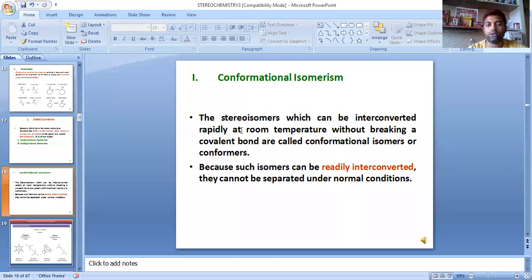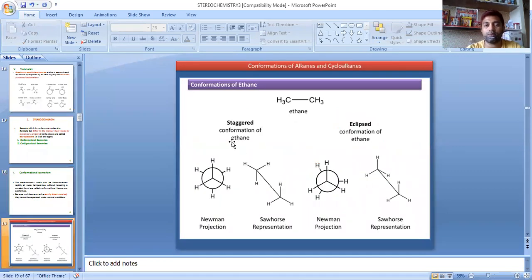Conformational isomers are the stereoisomers which can be interconverted rapidly at room temperature without breaking a covalent bond. They are called conformational isomers or conformers. Because such isomers can be readily interconverted, they cannot be separated under normal conditions. We have these examples: conformations of ethane and butane.